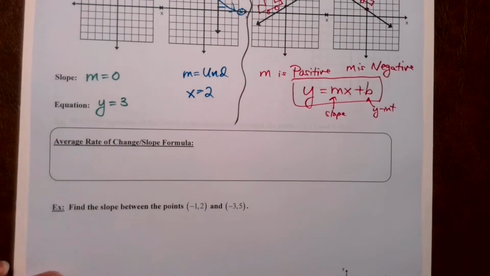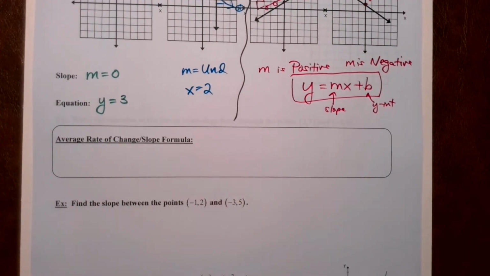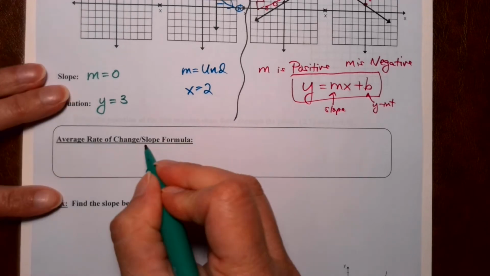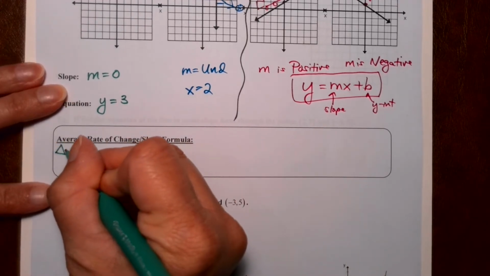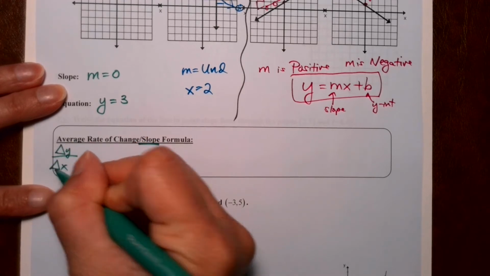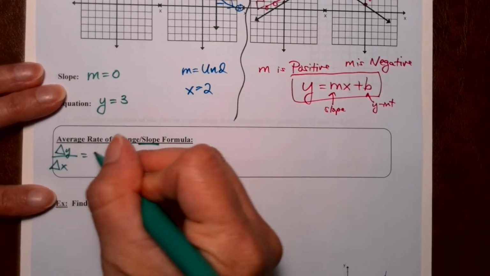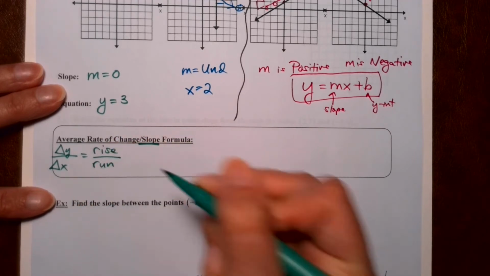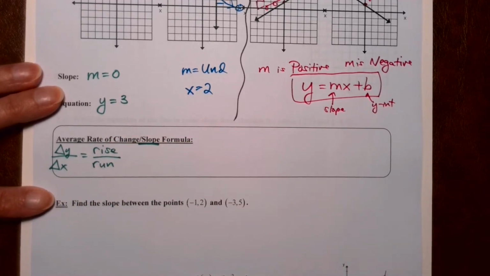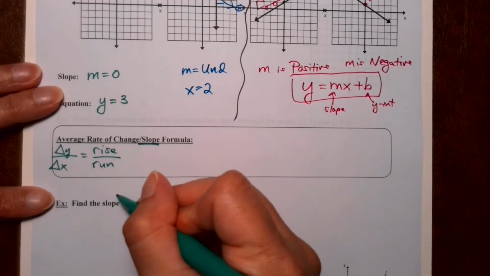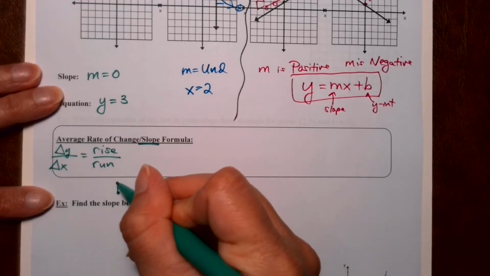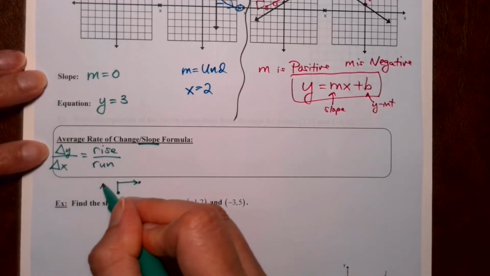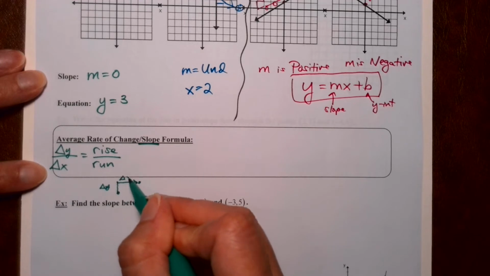Let's remind ourselves of average rate of change, or slope. For both of these, there are a couple of things. Maybe you remember delta y over delta x. Maybe you remember it being called rise over run. When you're looking at a graph, between point to point you rise up, then you run over to the right. This would be the delta y, and this would be the delta x.